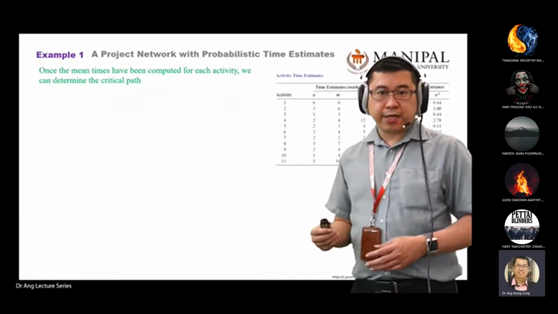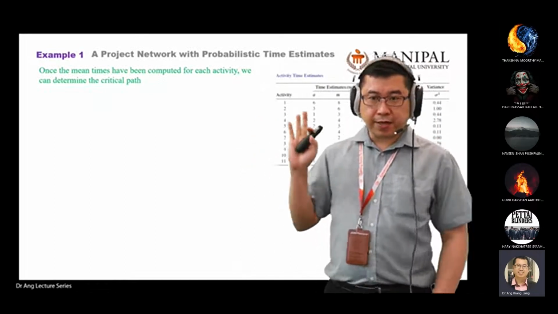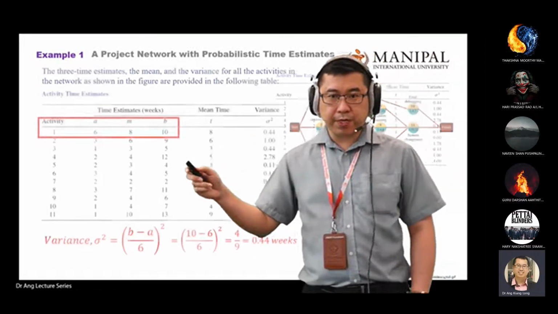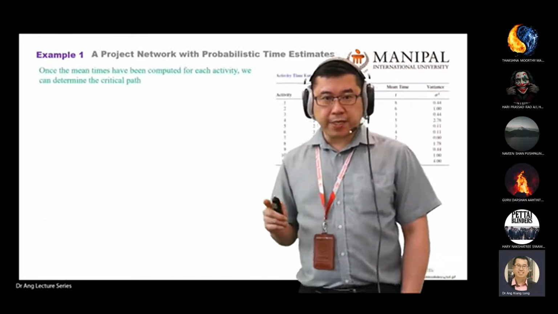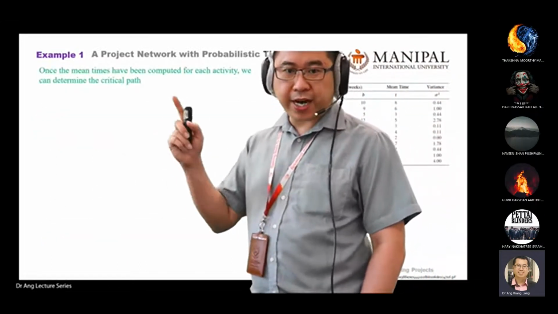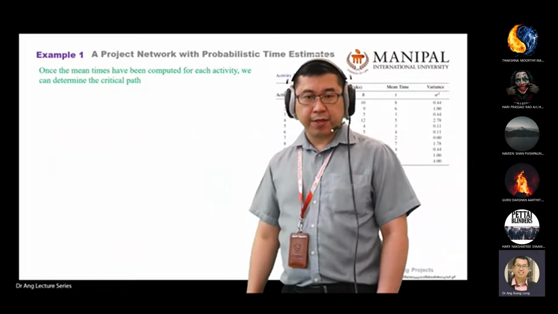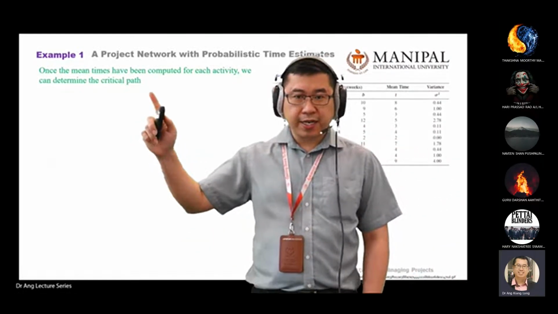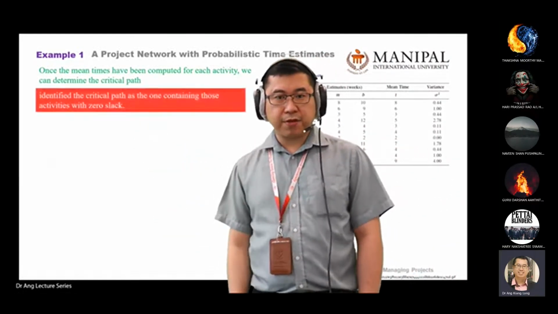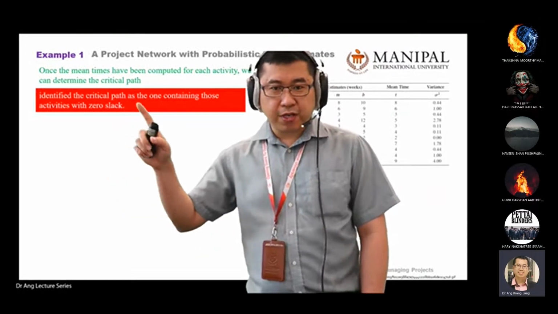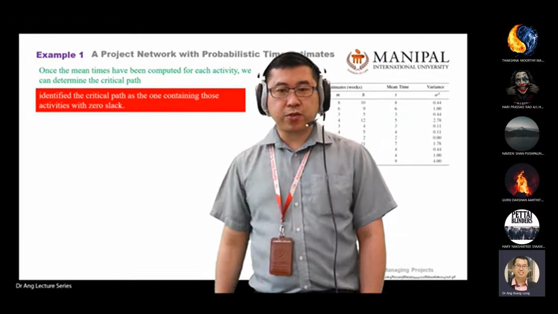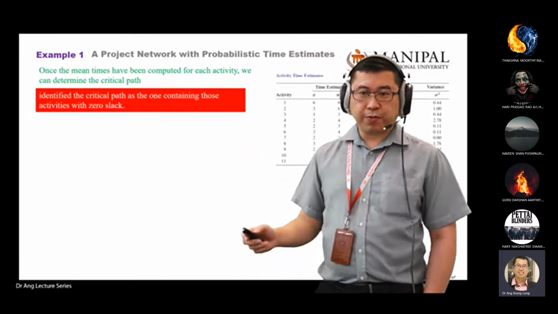The next one, after you build the table that I show on this one, the next step is that you try to find the critical path. So how do you find the critical path? You find those with a zero slack. How do you build a zero slack?